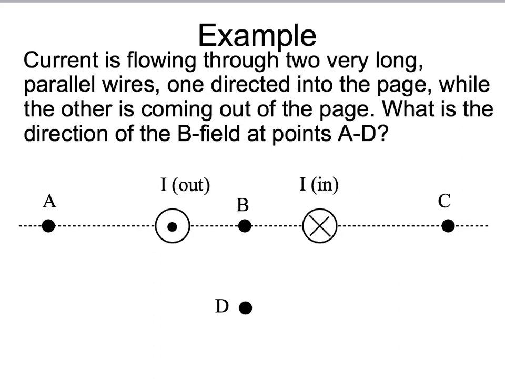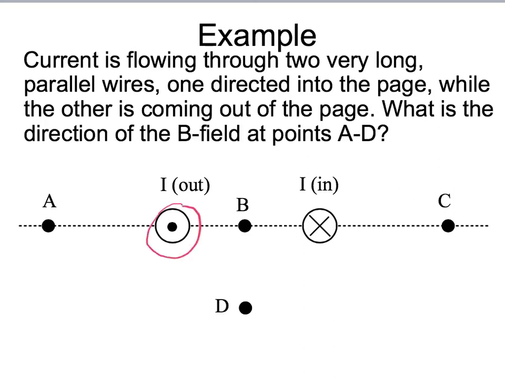Current is flowing through two very long parallel wires, one directed into the page, while the other is coming out of the page. What is the direction of the magnetic field at points A through D? So points A, B, C, and D. Now since there are two wires, and we just looked at a current carrying wire generates a magnetic field, there should be two magnetic fields getting put together. And magnetic fields obey superposition, which means you can add them wherever they collide in space.